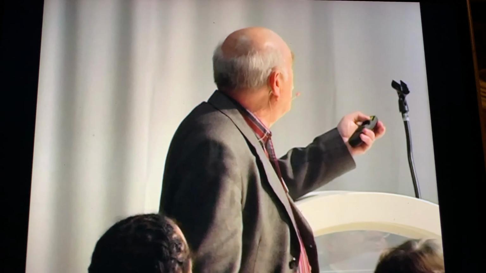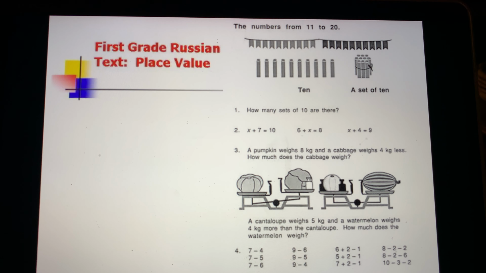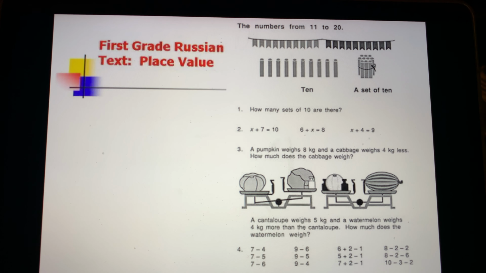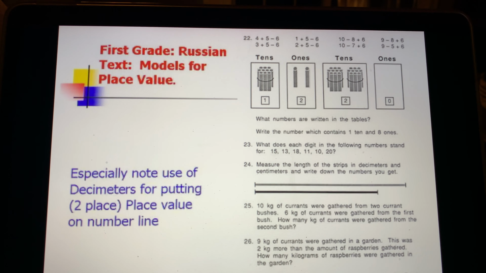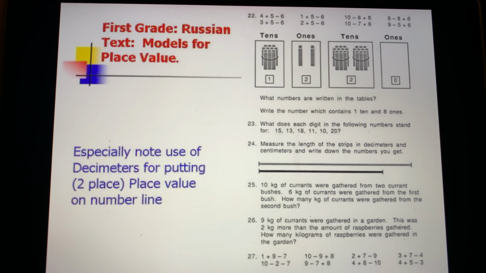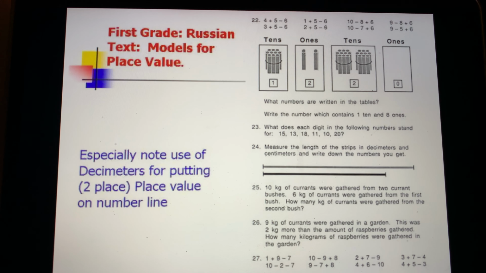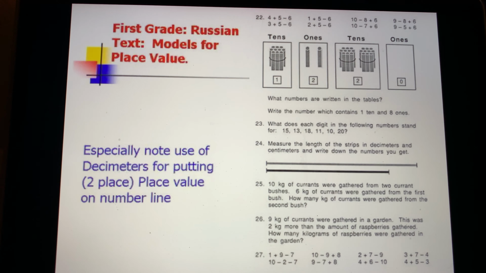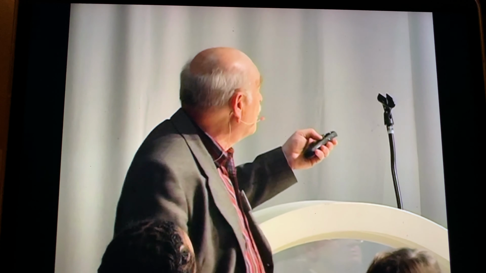Now, I'll show you what happens in the Russian program. First of all, ones are sticks, so are tens. They're just bundled. And I won't go through these problems. But now the next lesson, they show what the meaning of place value notation is. Why you use 2 symbols, a 2 and a 0, means 2 bundles of 10, 1 bundle of 10 and 2 ones. Here, this is a beautiful problem here. Measure the length of the strips in decimeters and centimeters and write down the numbers you get. And so what they're using is a meter stick as a model for two position place value. And the kids work in meters in those countries, and so this is completely natural for them. Tying it into the number line, tying it into their experience.